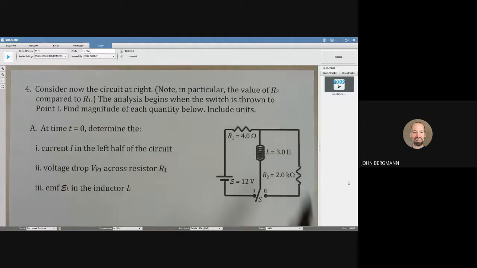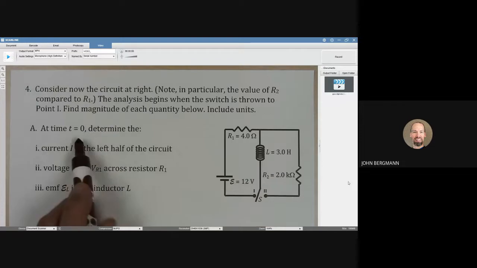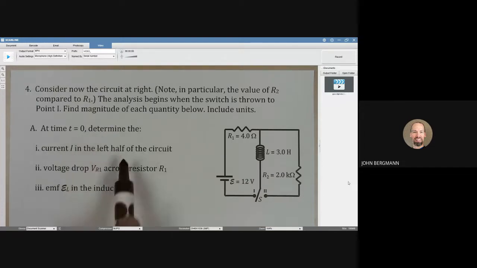Note in particular the value of R2 compared to R1. So R2 is 2,000 ohms. See that? 2 kilo ohms. And R1 is only 4 ohms. This R2 is quite a hefty resistance compared to R1. At time 0, determine the current I in the left half of the circuit.